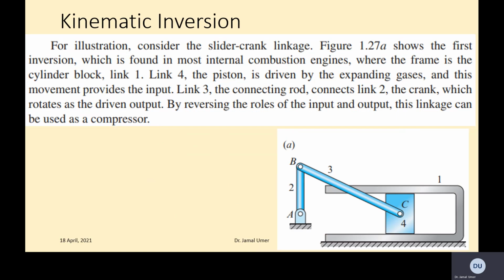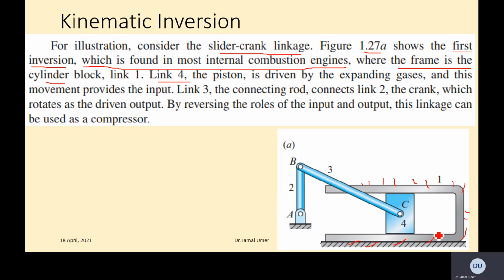This is one of the examples. For example, consider a slider crank linkage. So this is one of the slider crank linkages. Figure 1.27a shows the first inversion. So this is the very first type of inversion for the 4-bar linkage, which is found in most internal combustion engines. This particular type is very common in internal combustion engines, where the frame is the cylinder block. So this cylinder block is the frame. Link 1 is the frame, so it's not moving. This is a very common example for internal combustion engines.